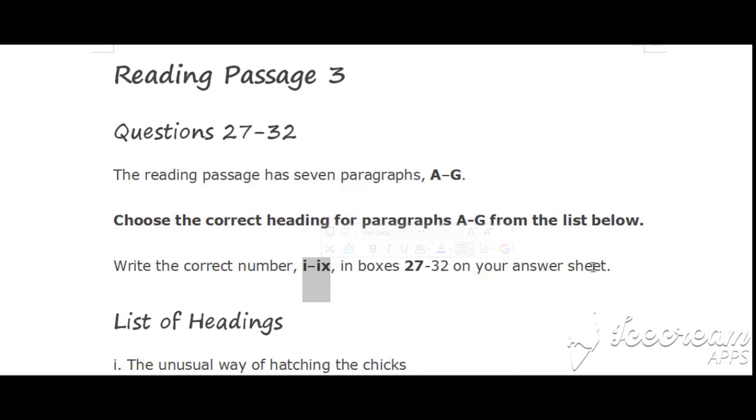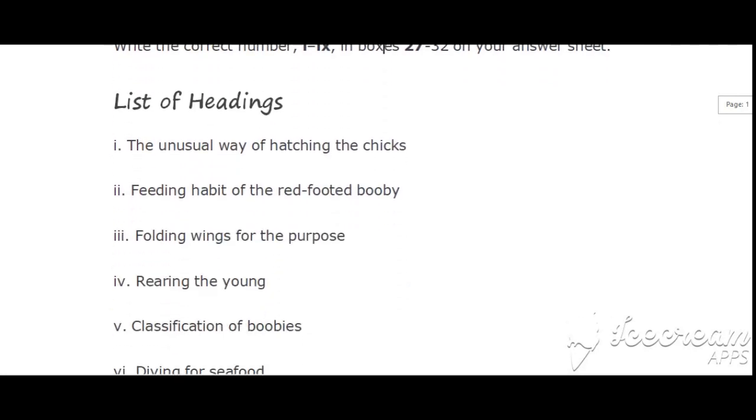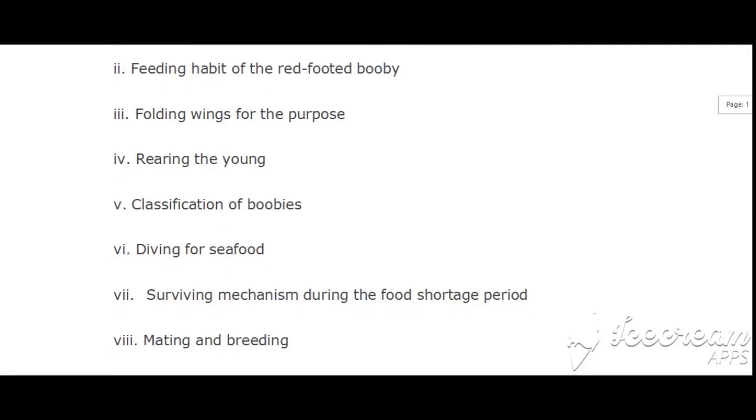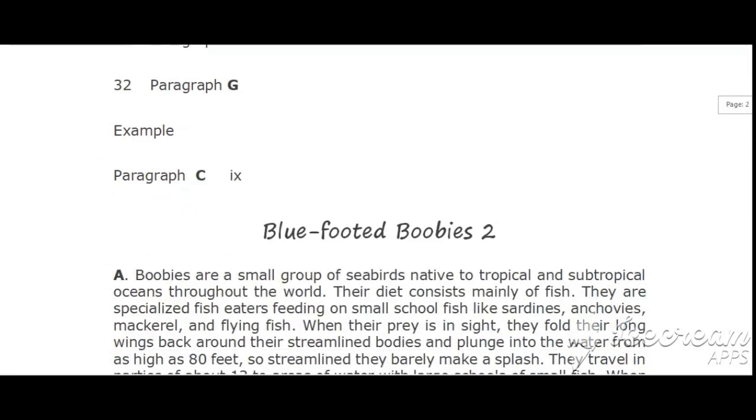Guys, it's very important that we note this point. We should not write in numbers, as it's clearly mentioned there that we have to write the symbols in Roman numerals. So our first point is we need to read the passage and skip the headings. So this is the list of headings, and we don't need to read them. We directly move to the passage first, and then we need to do the skimming.